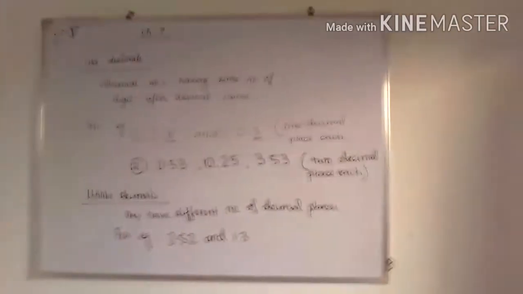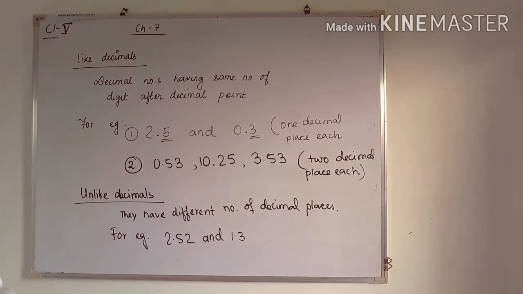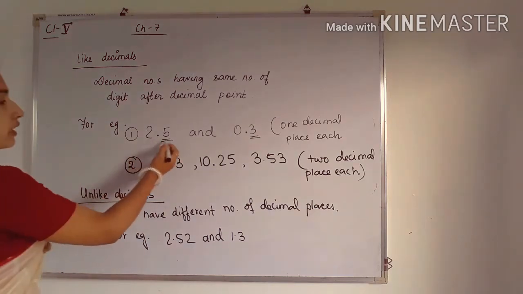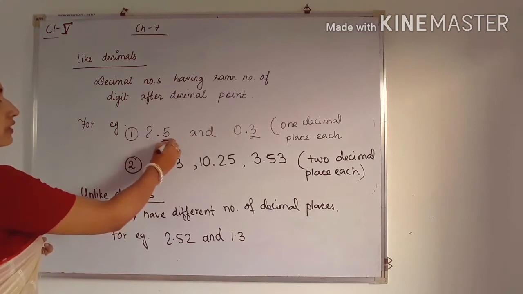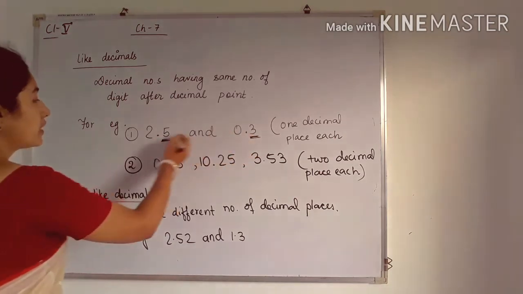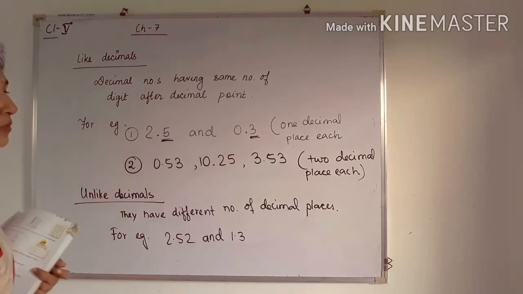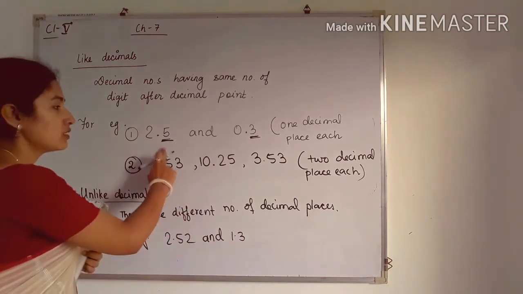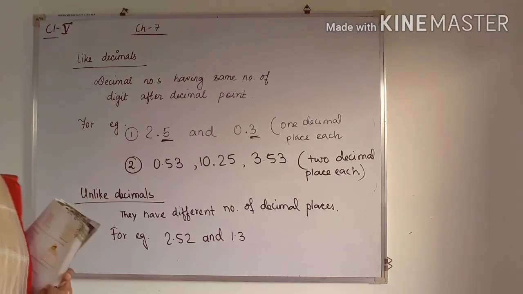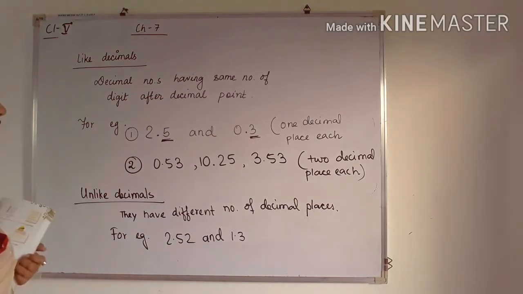So see the next topic. The next topic is like and unlike decimal numbers. So what are like decimal numbers? See, decimal numbers having the same number of digits after the decimal point. You can see here, this is one decimal number and this is the other decimal number. Here after the decimal point we have only one digit, that means one decimal place each. So they are called like decimals or like decimal numbers.